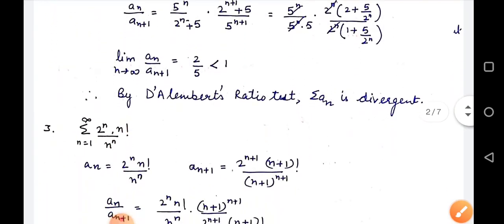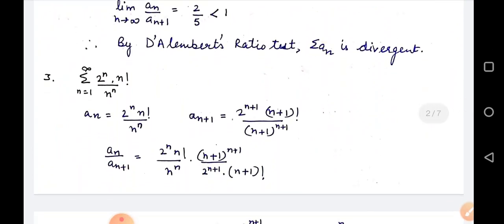Next is third question. Summation 2 to the power n into n factorial upon n to the power n. So an is given to you. You don't need to write this here. It is given to you summation an. So an is this. What about an plus 1? Replacing n with n plus 1, we have 2 to the power n plus 1 into n plus 1 factorial, division n plus 1 to the power n plus 1.